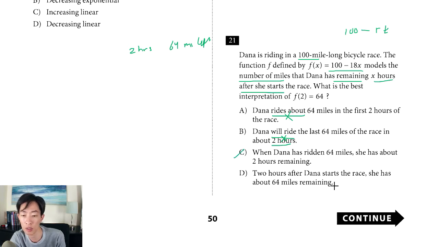Choice D, 2 hours after Dana starts the race, she has 64 miles remaining. So that's exactly what the function is saying. So choice D is the answer. Really, to do this problem, you just needed to read the problem and interpret these words and see that it's the same thing as these words.